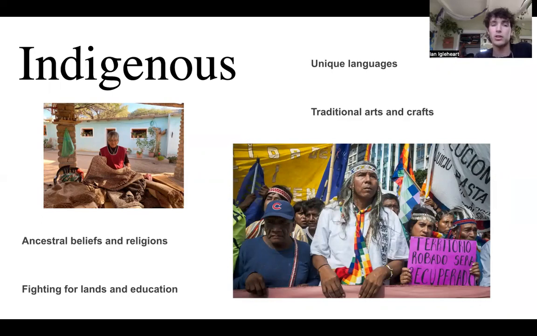Despite the historical marginalization of these communities, they often maintain their ancestral beliefs and religions, and they are currently fighting for their rights to educate their youth and have access to their ancestral lands. All these attributes of culture combine to form a unique cultural identity in Argentina, which has many roots.